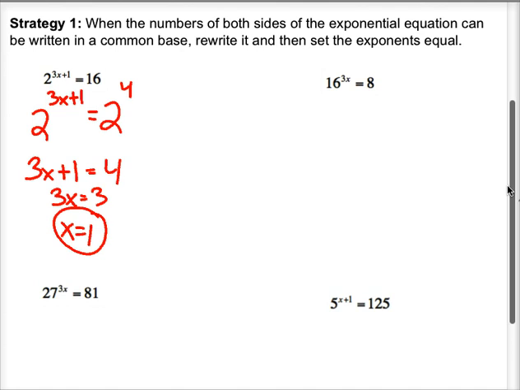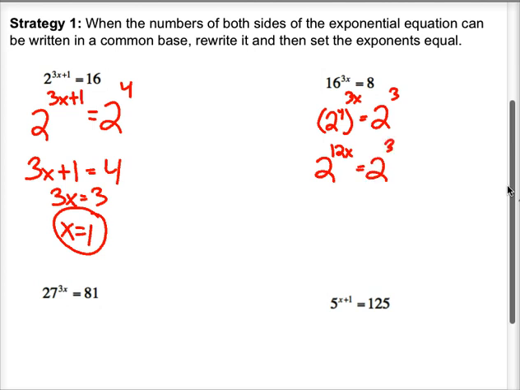Well, this one's not as easy of a base change, right? Because 16 can't be written as a base of 8. However, both can be written as a base of 2. So sometimes you're going to have to change both sides to be the common base. So here, power over power, so I multiply those, 4 times 3x gives me 12x, equals 2 to the 3.